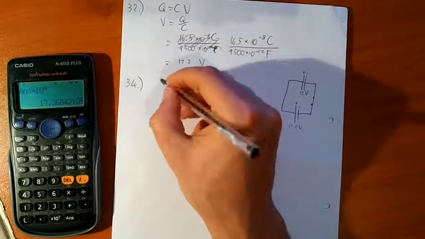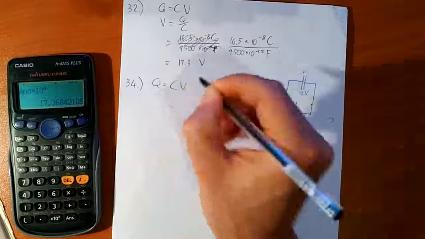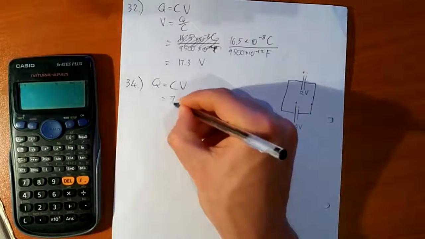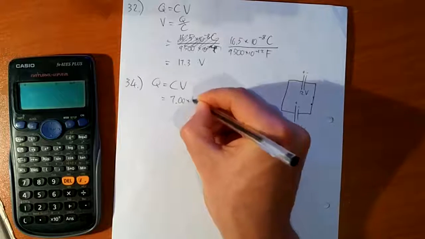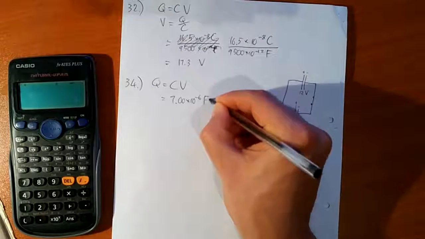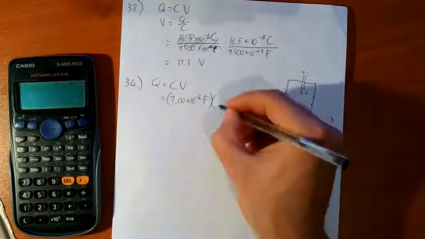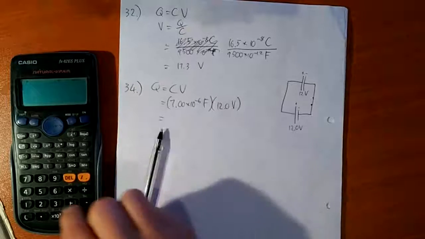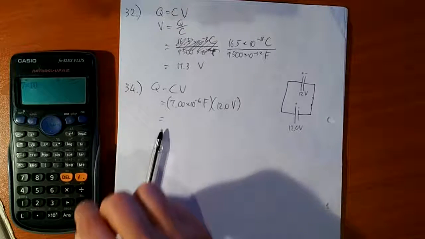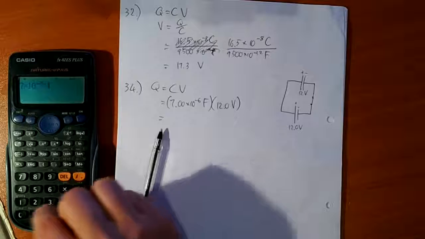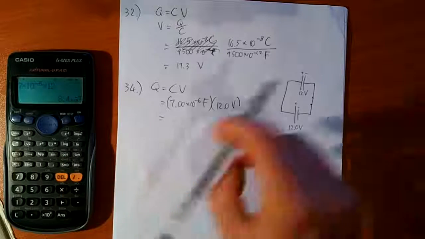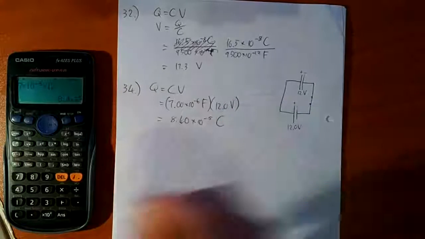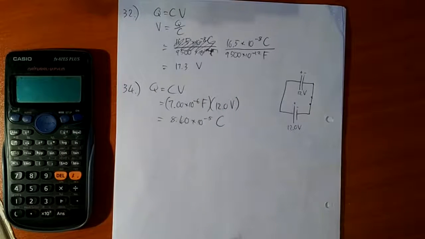So I just have to find the charge. Given the capacitance, that is the 7 microfarad, so it's 7.00 times 10 to the minus 6 farad times the voltage, which is 12.0 volts. I'm going to give my answer to 3 significant figures. So that is 7 times 10 to the minus 6 times 12, and I'm going to say it's 8.40 times 10 to the minus 5 coulombs. Okay, next question.